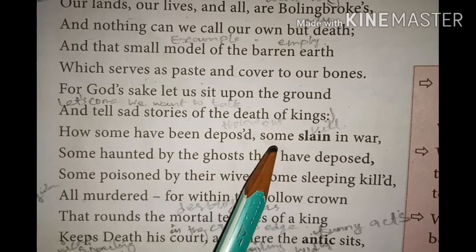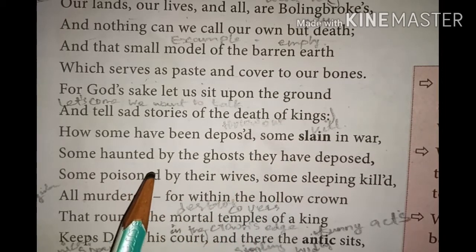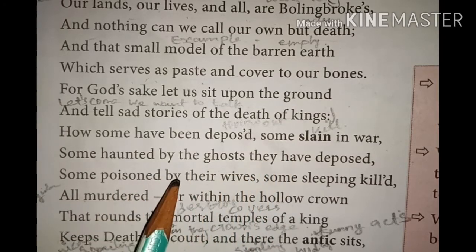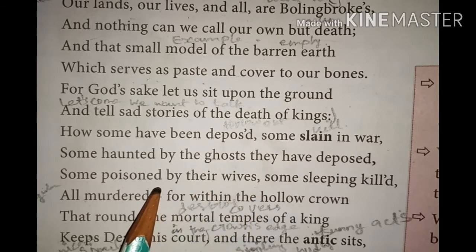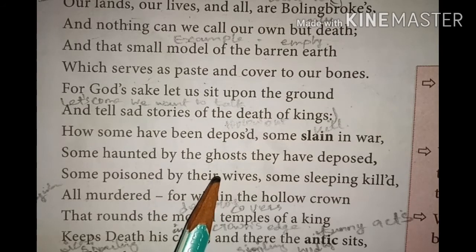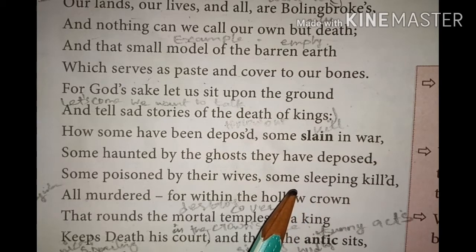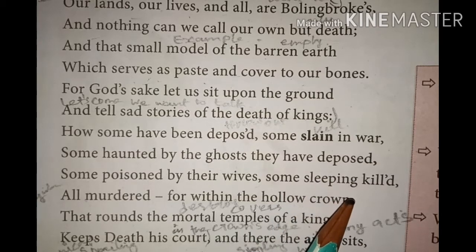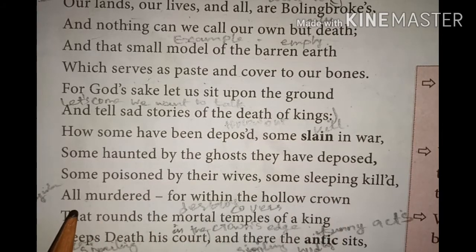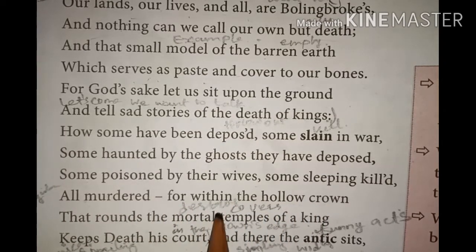So the first point is that some were killed in the war, and some were haunted by the ghost. The second is that some were poisoned by their wives, and some kings died with their wives giving them poison. This is the third one. And some were killed sleeping. Normally they are sleeping, but they are killed, which means they died. Everything is murder, all for the hollow crown.